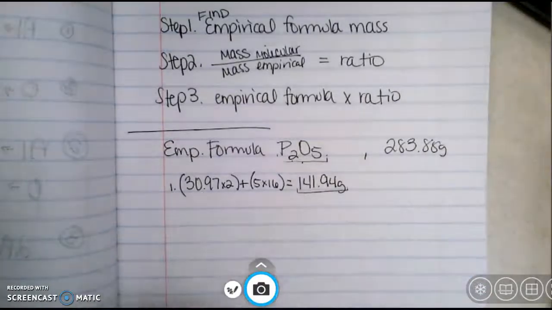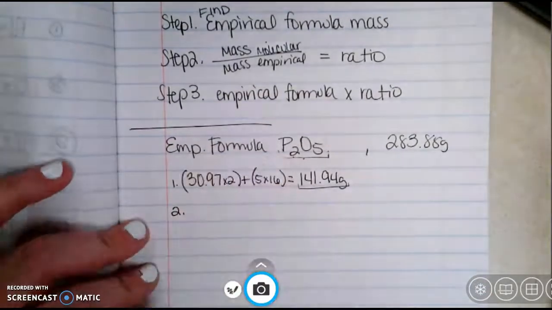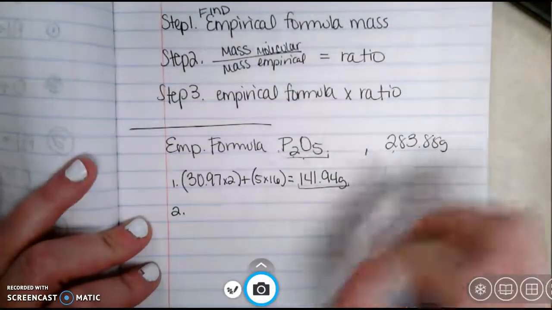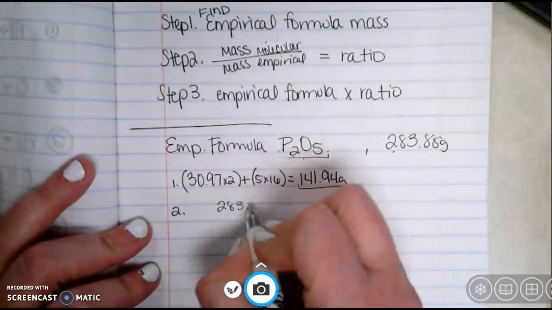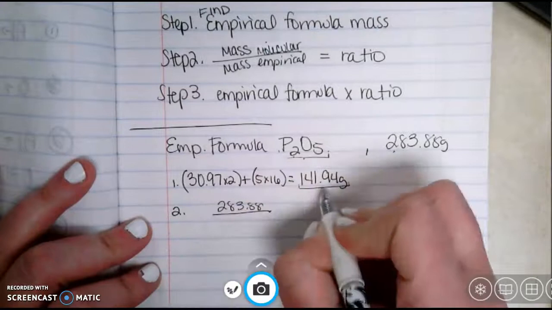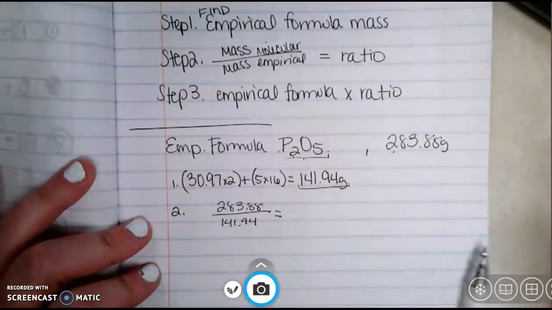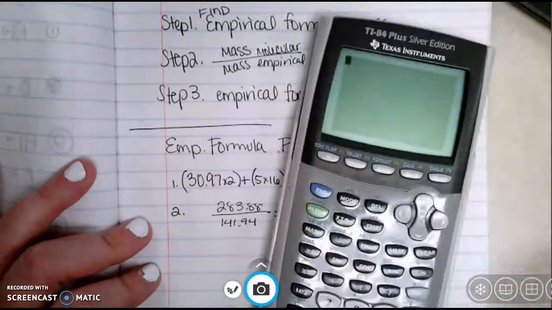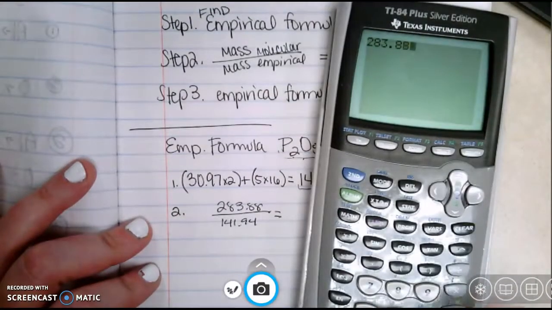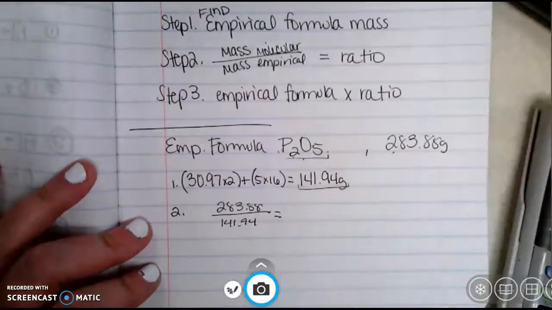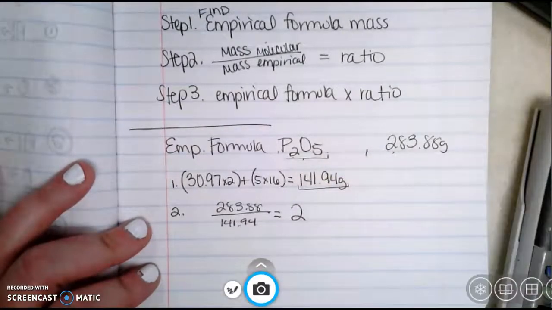Okay, then I'm going to take the molecular formula mass that I was given in the problem, and I'm going to divide that by this mass that I just found. Okay, and so putting that into my calculator, it's going to give me around 2. I'm going to punch that in real quick just to get my, oh, it's exactly 2. Okay, well, there we go. So it's going to be 2.